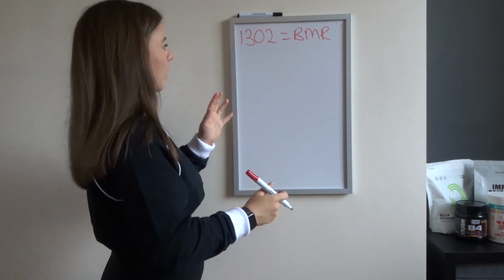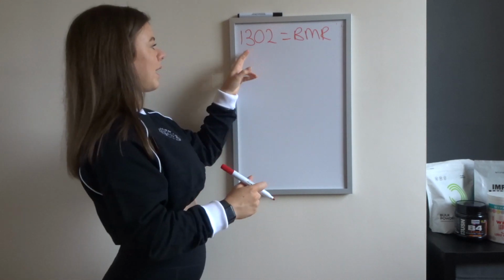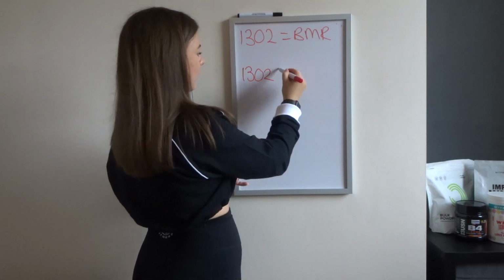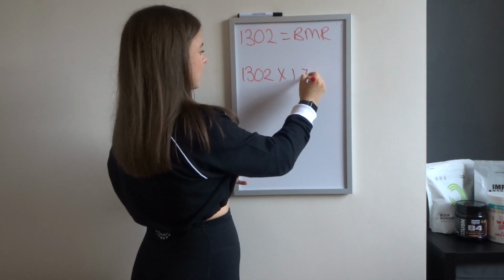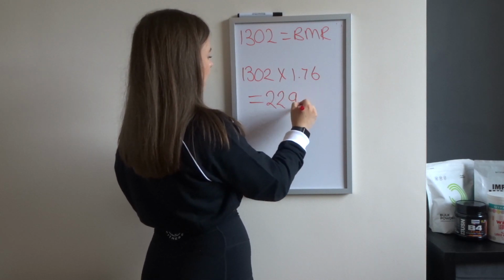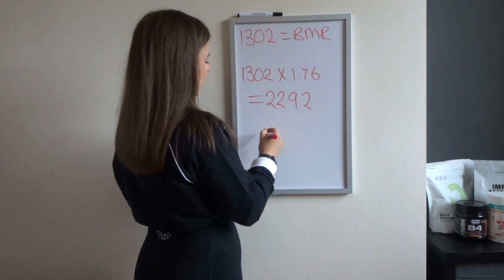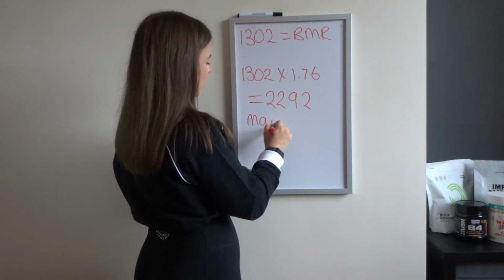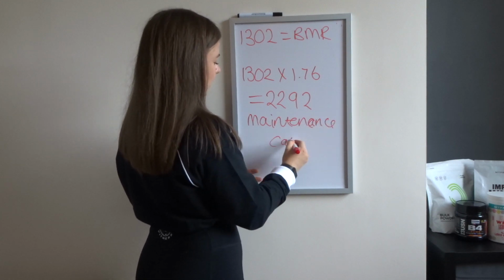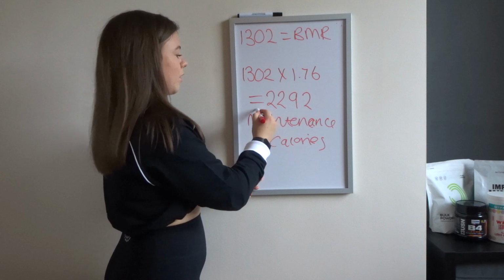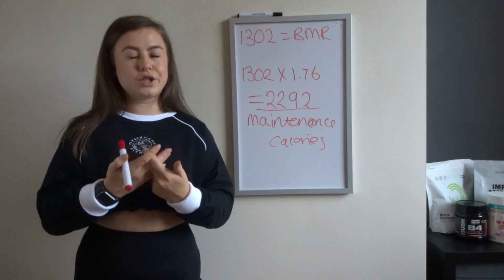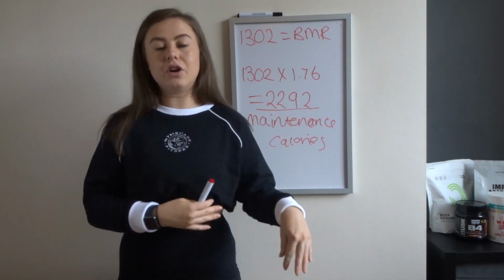I'm in the middle, so we take our BMR calories, our 1,302, and we times it by 1.76, which gives me a total of 2,292. And this, ladies and gents, is our maintenance calories. I now can't spell. So, the big 2,292. So that means I can eat 2,292 calories a day and not gain any weight and not lose any weight.